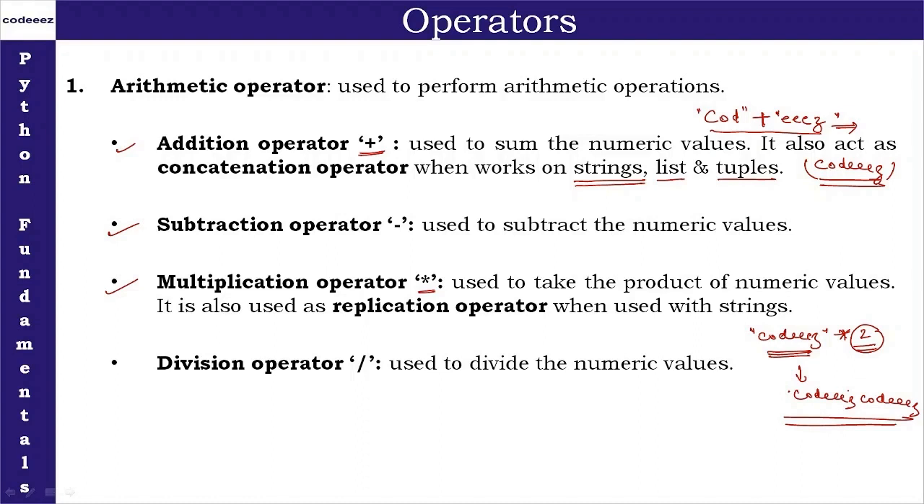So this is the role of the multiplication operator in case of a string and an integer as operands. It will act as a replication operator, right? So these are the roles of addition, subtraction and multiplication. Now coming on to the next, that is the division operator. Of course you all know very well how division works.